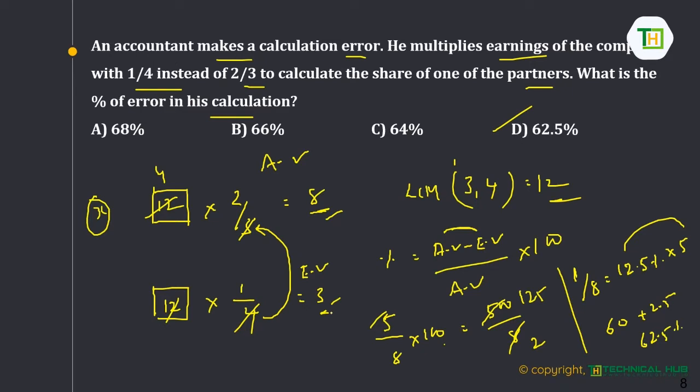They're asking the percentage error. The error you can say is 5, but they're asking the percentage error. So percentage error is the difference between the actual value and the error value, divided by the actual value, into 100. So always you have to compare with the actual value only. So what is the answer for this question? 62.5.